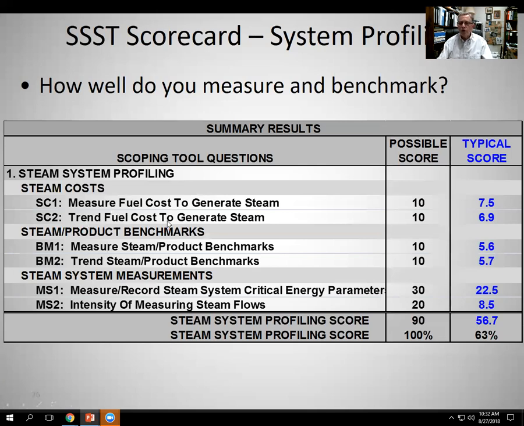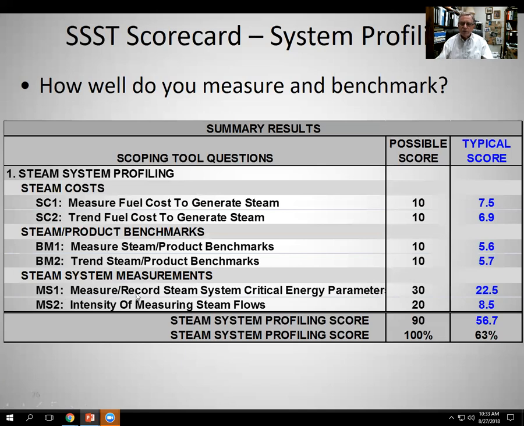Do you trend fuel cost to generate steam? Do you plot it up on a regular basis? Every month or every week, do you have an Excel sheet where somebody looks at this? Steam product benchmarks: measure steam and product. For whatever you produce, if you produce, I don't know, a plunger to clean out your toilet, then you have to make steam to drive your process. How many pounds of steam does it take to produce a plunger? Well, do you calculate that? Do you know what it is? Do you trend it? And do you pay attention to it?